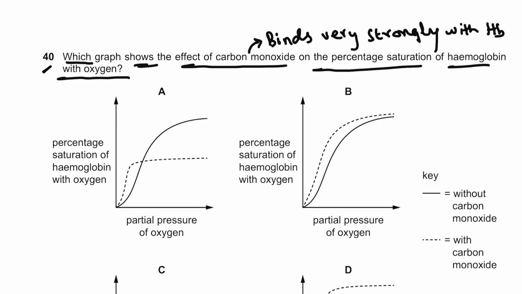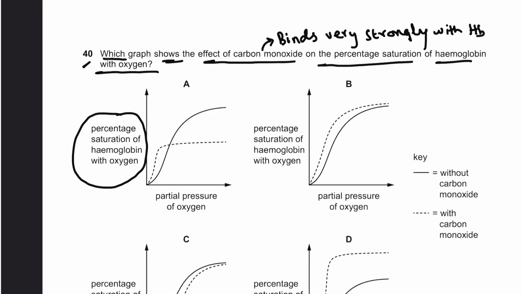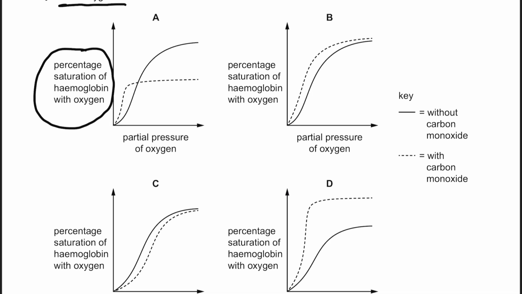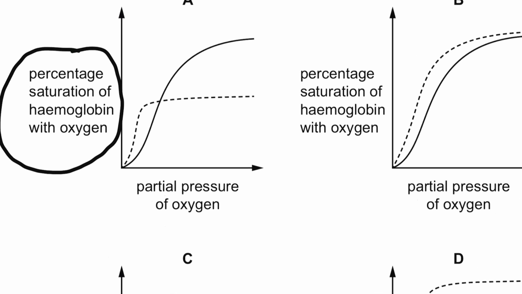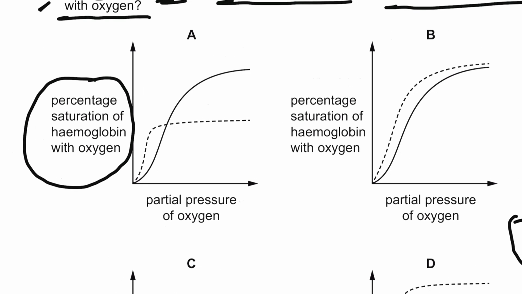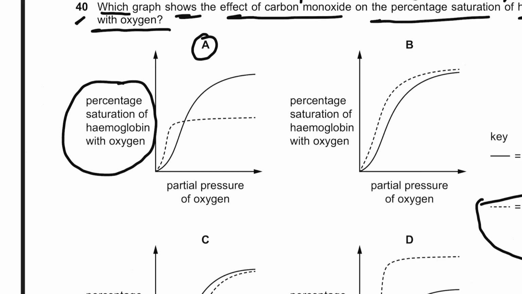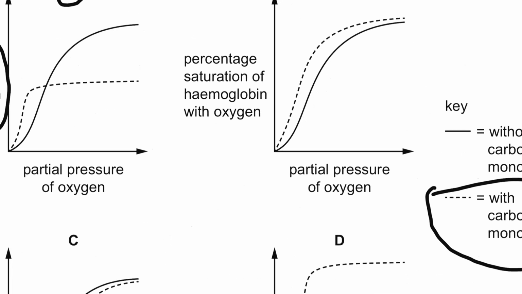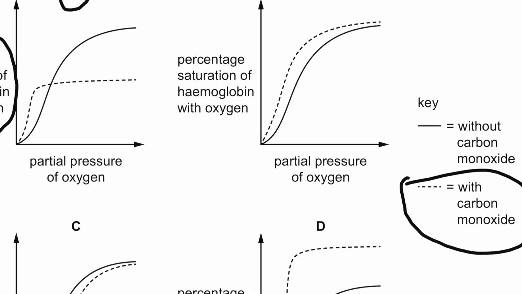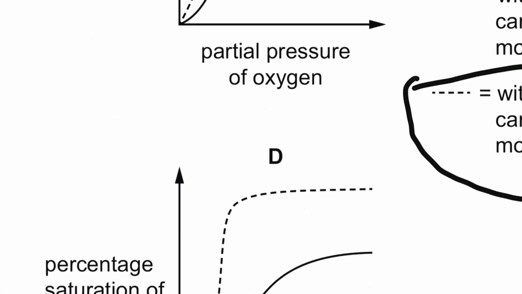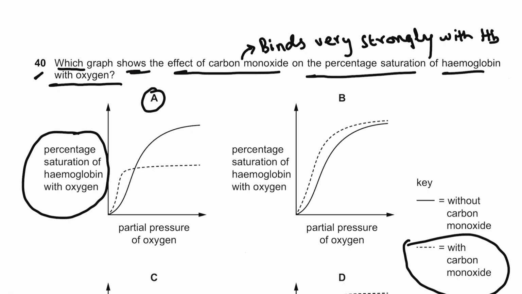As a result, the percentage saturation of hemoglobin with oxygen will decrease. So in which curve do we see a decrease in the percentage saturation of hemoglobin with oxygen when carbon monoxide is present? The only dotted line that shows decreased percentage saturation of hemoglobin with oxygen is found in option A. So option A is the answer. Other options show that either the percentage saturation stays the same or it increases. Always remember that whenever carbon monoxide binds to hemoglobin, it binds to the heme group and prevents the binding of oxygen with the heme group. So the percentage saturation of hemoglobin with oxygen decreases.